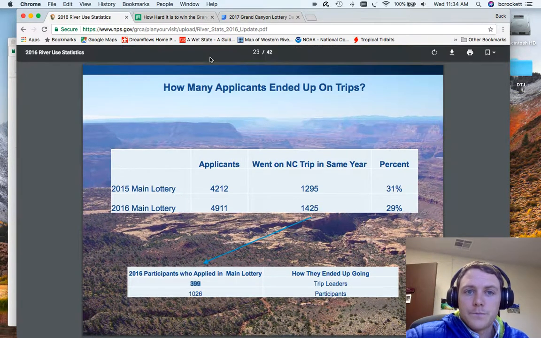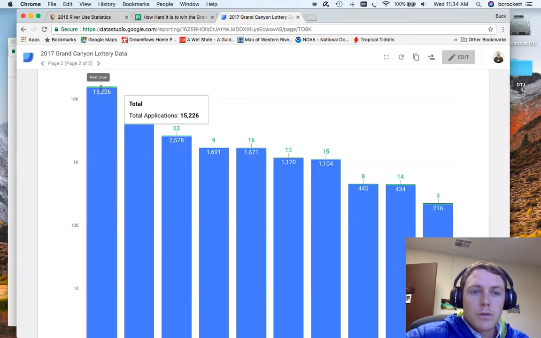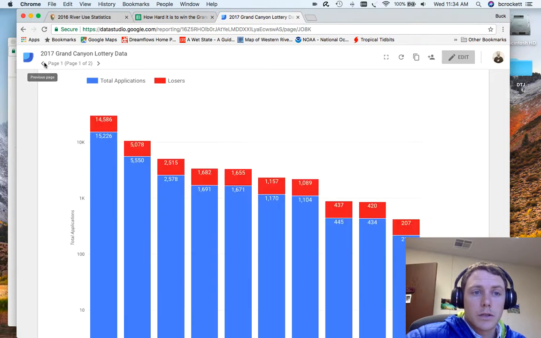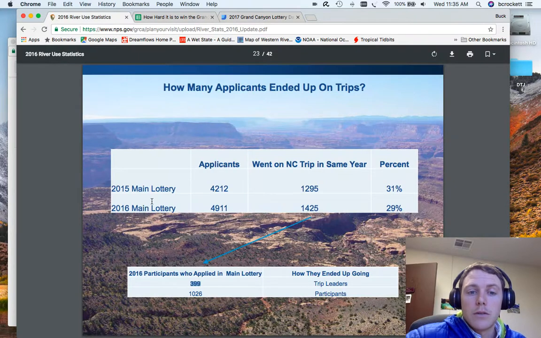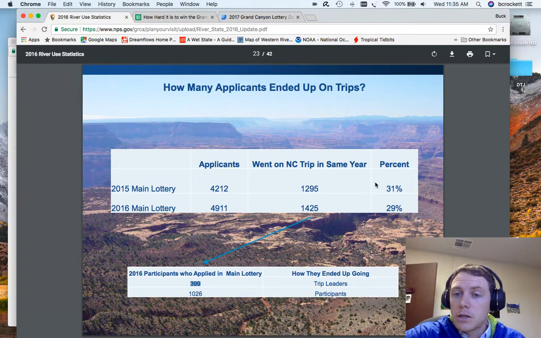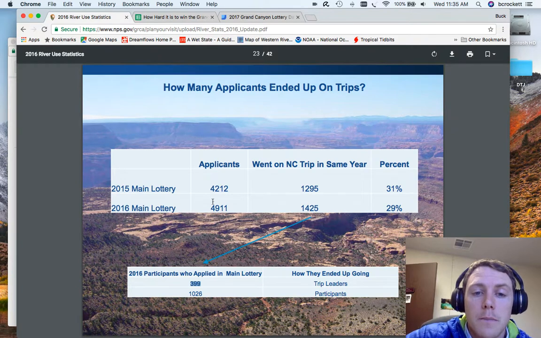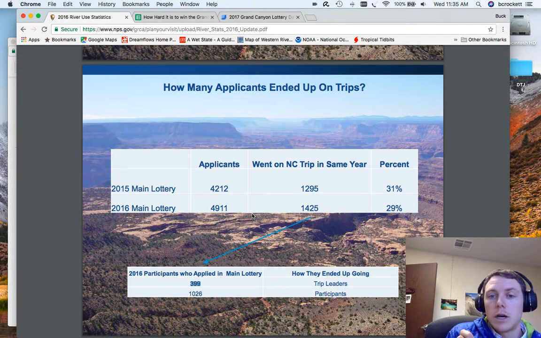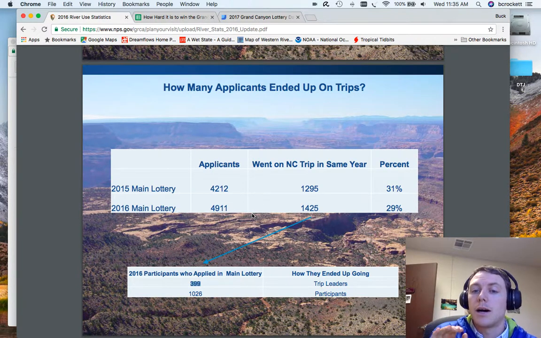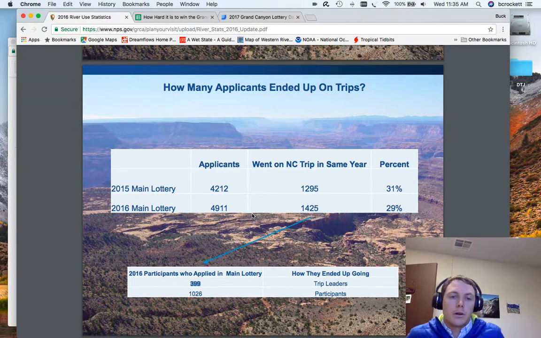Just to reiterate my questions one more time. The first one is, could you include a graphic like this in the 2017 river use statistics presentation that shows how many winners there are and how many losers, in contrast to, and it'd be a two-page thing, the total applications. And then, of course, the other question is, can you include the total applications for the entire calendar year when you do your calculation for winning a non-commercial trip and convert that to a percentile, as well as total applications compared to people who went on a commercial river trip in the same year. It'd be really interesting to see that data.